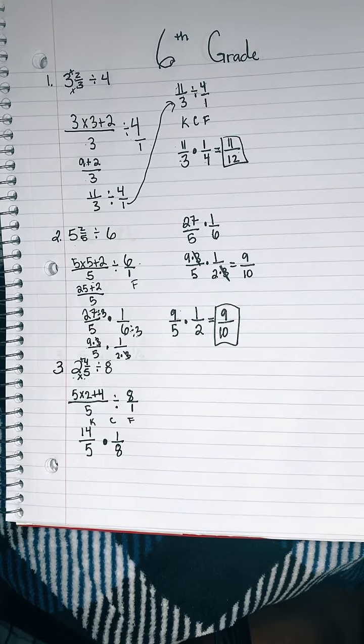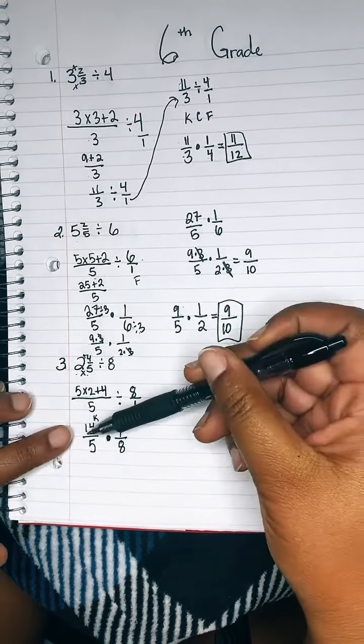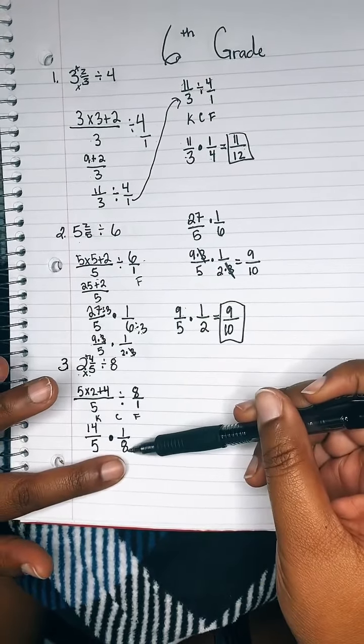Can we reduce before we multiply? Can I take out anything before multiplying across? 14 over 5 times 1 over 8. Yes. Good. And whoever said that before that. Yes. Wonderful. There's a 2 that goes into this, and there's a 2 that goes into this.